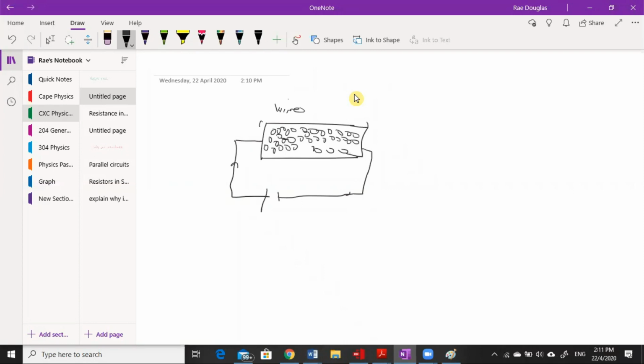So when the electrons come inside of this, they are going to vibrate or collide with the atoms inside of the metal. And by doing that, it decreases the speed of the electron. So this is how resistance occurs.